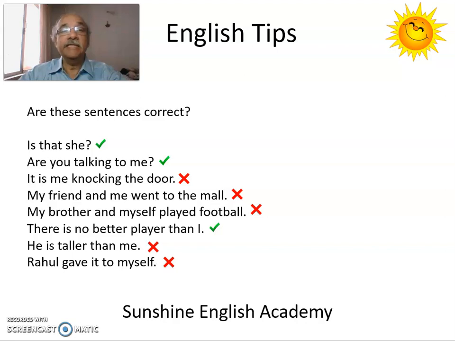Rahul gave it to myself. Now, myself is a reflexive pronoun, and a reflexive pronoun can be used only when the subject of the sentence is the same person or thing as the object. So here, Rahul is not the same thing as myself, and therefore my sentence should be Rahul gave it to me. Me is the object pronoun.